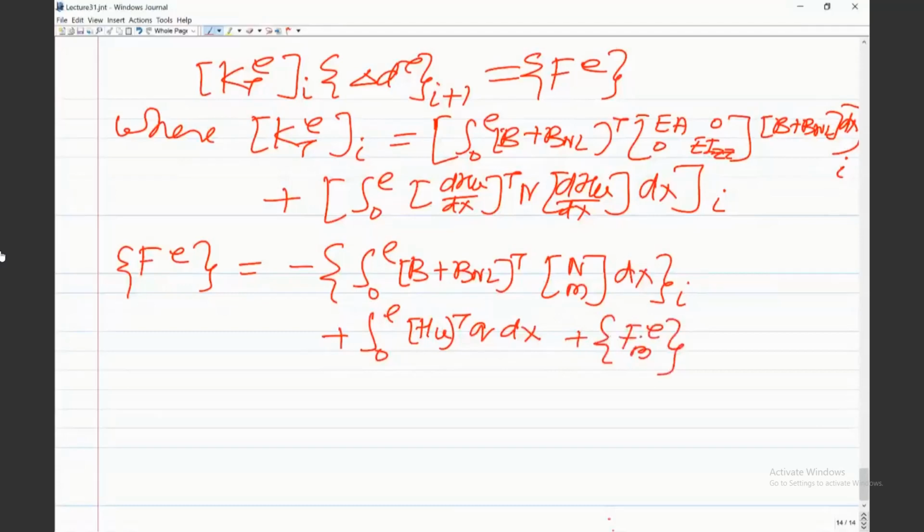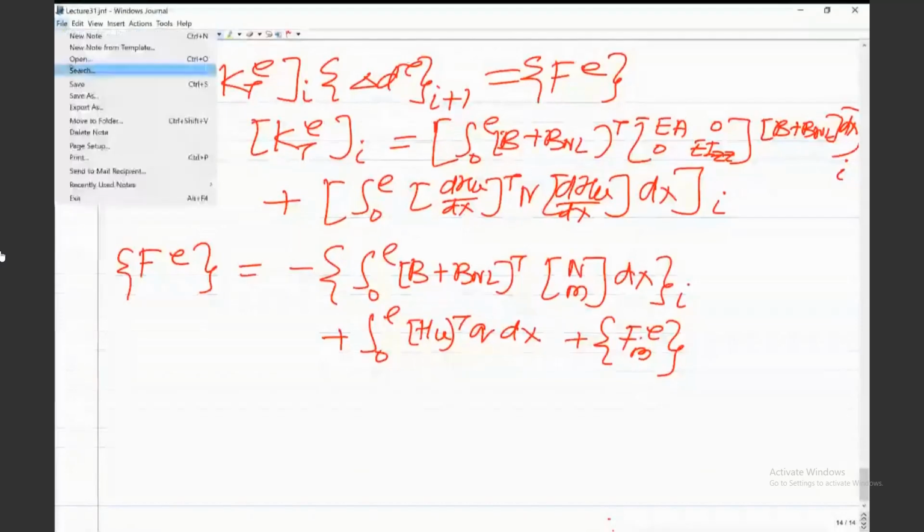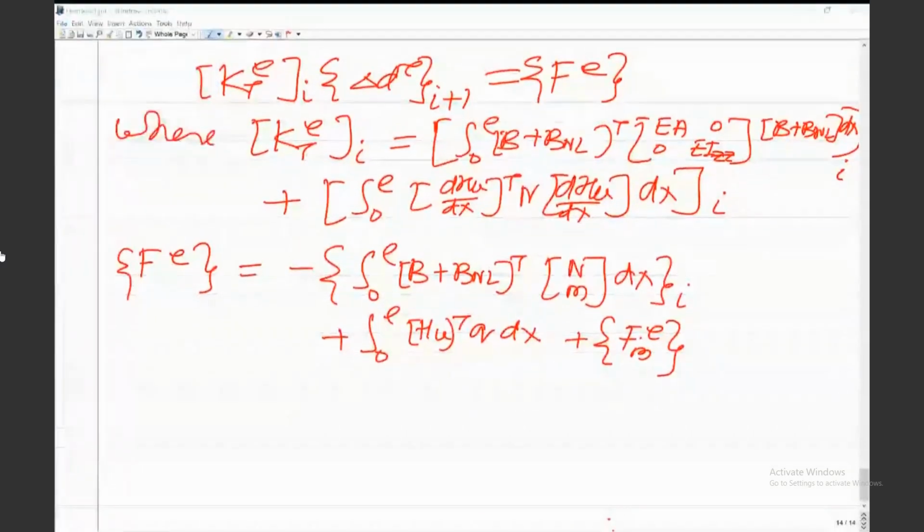The solution procedure would be similar to what I discussed for the Euler-Bernoulli beam and the truss element. So I think I want to stop here, and if you have any doubts and questions, you can ask.